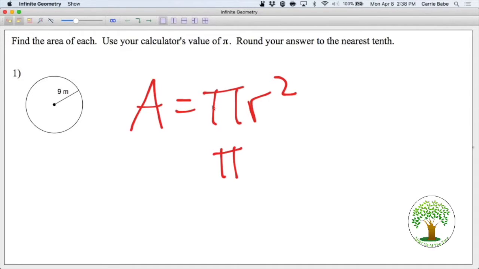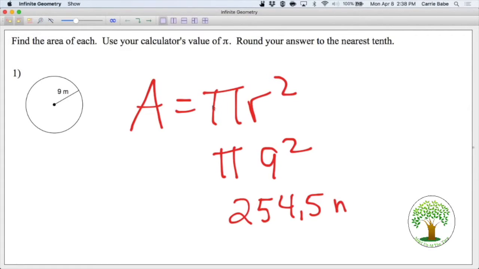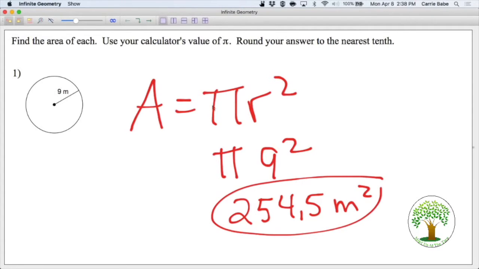Pi times 9 squared. If you were leaving this the exact answer, we'd do 81 pi, but you just need to plug in your pi button on the side of your calculator, and times 81 or times 9 squared is how much? 254.5. Yes, that's right. Are there units on this one? Meters. Meters, and how do I write that? Meters or meters squared? Squared. Whenever we do area, we have square meters. All right, good. Let's move on.